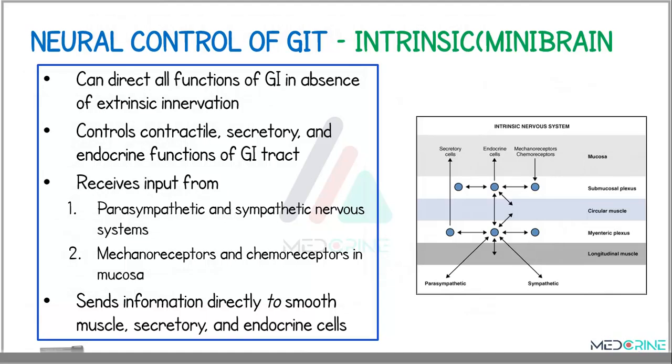The intrinsic neurocontrol of the gastrointestinal tract can direct all functions of the gastrointestinal system in absence of extrinsic innervation. This intrinsic mechanism controls contractile, secretory, and endocrine functions of the gastrointestinal tract, and it receives input from the parasympathetic and sympathetic nervous system, the mechanoreceptors and chemoreceptors in the mucosa. The intrinsic system sends information directly to the smooth muscle, secretory, and endocrine cells.